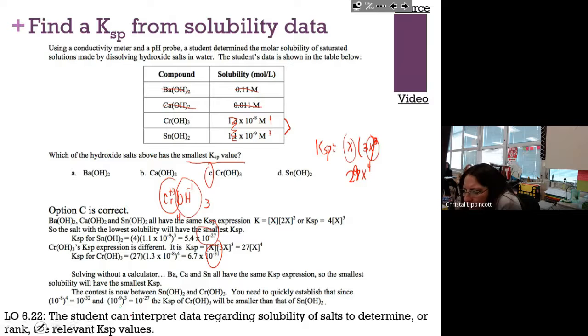You're able to quickly see that this is going to be much greater here, because this is 10 to the negative 8th raised to the 4th versus 10 to the negative 9th raised to the 3rd. So this is going to come out much less soluble than that when you're trying to figure out your Ksp values.